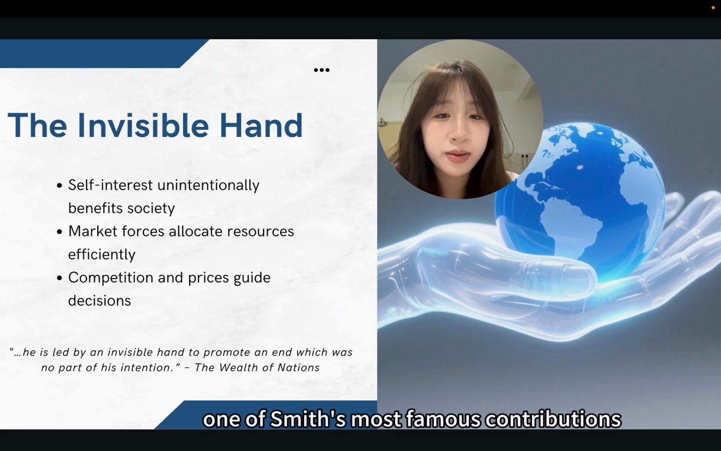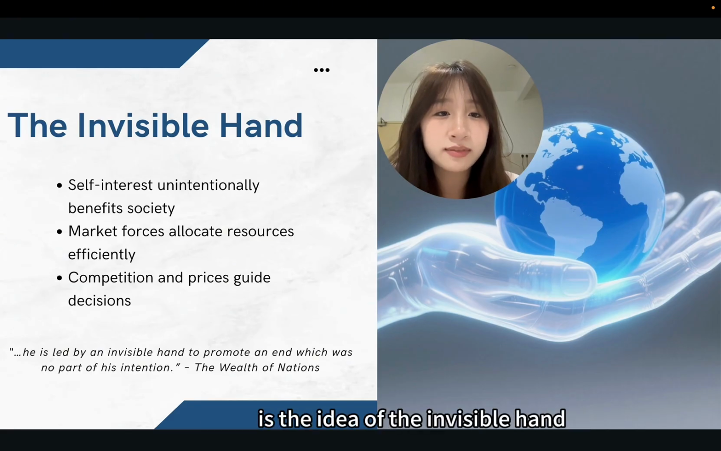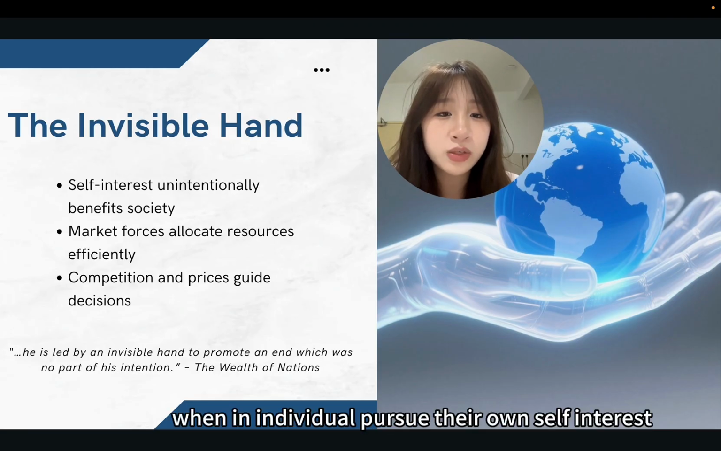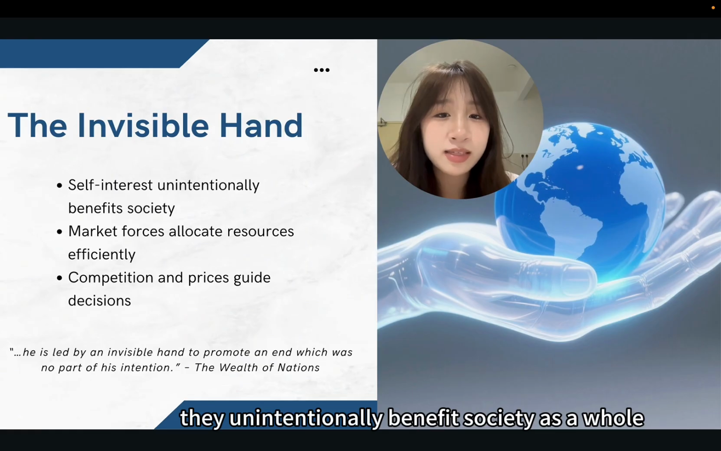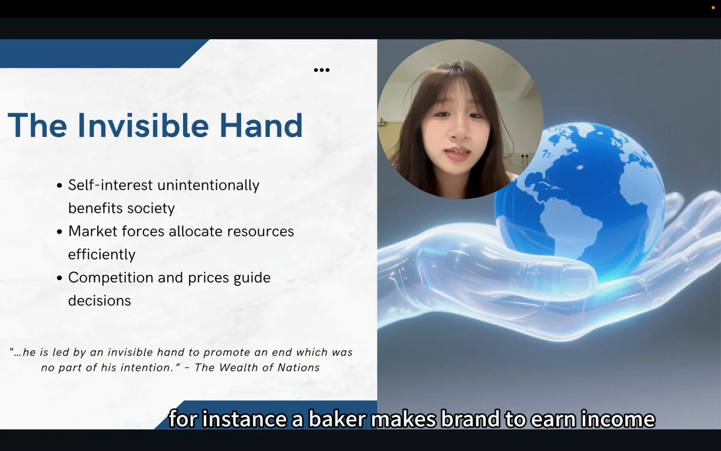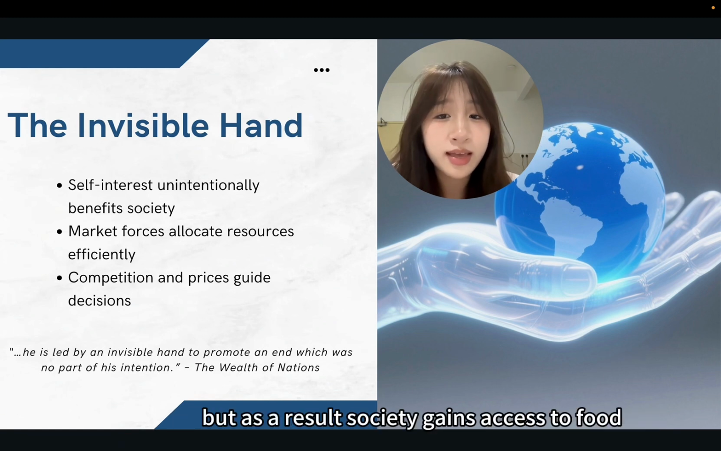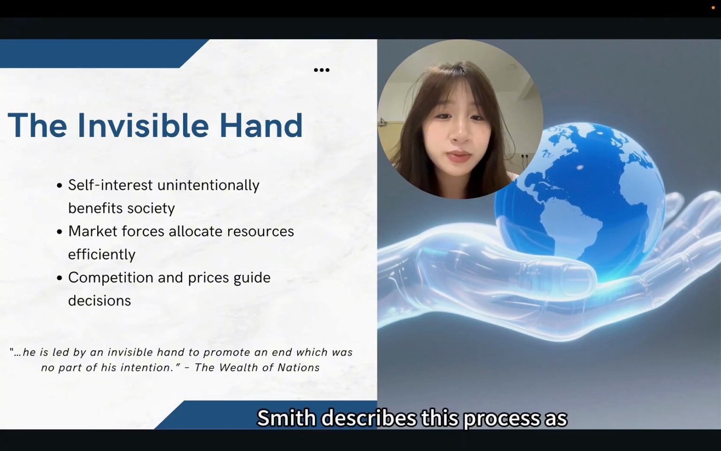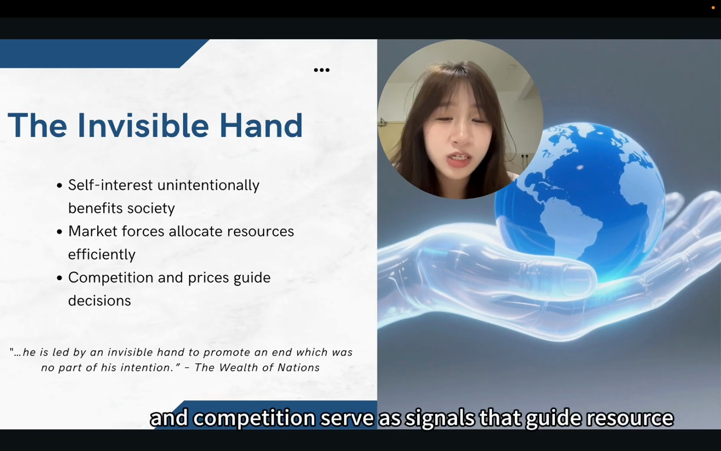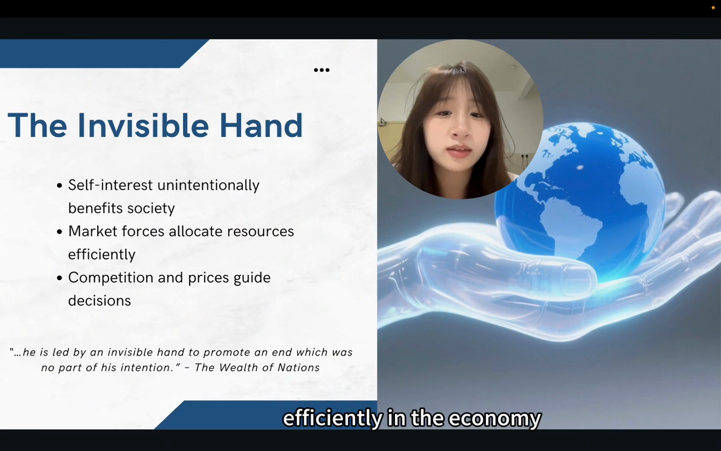One of Smith's most famous contributions is the idea of the invisible hand. He argued that when individuals pursue their own self-interest, they unintentionally benefit society as a whole. For instance, a baker makes bread to earn income, not to feed others, but as a result, society gains access to food. Smith describes this process as if it were guided by an invisible hand. Incentives, prices, and competition serve as signals that guide resources efficiently in the economy.